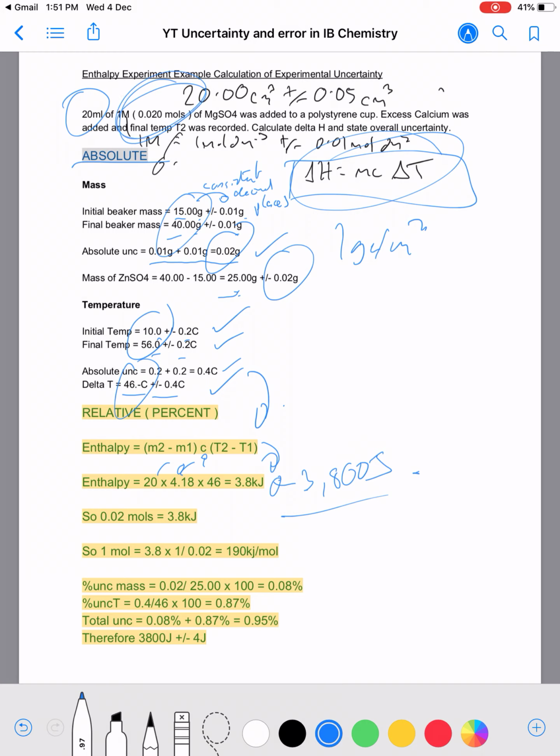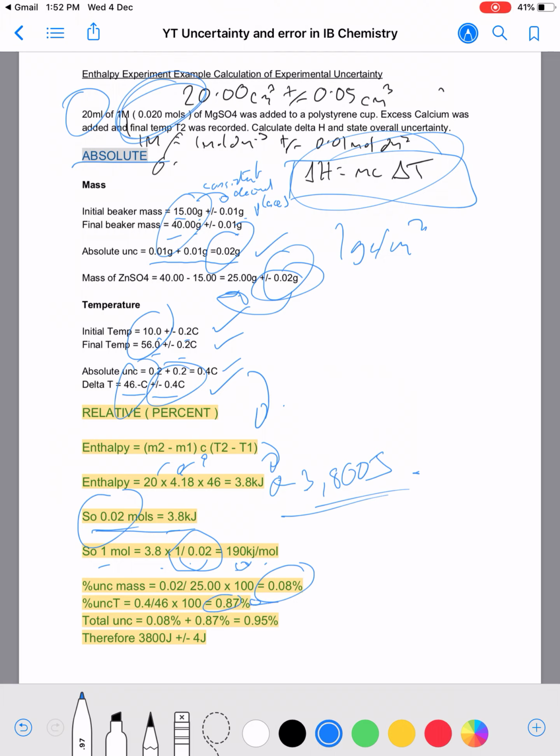But this was in 0.02 moles. So if 0.02 moles are 3,800 joules, or 3.8 kilojoules, 1 mole is 3.8 times 1 over the 0.02. We need to scale it up. So it's 190 kilojoules per mole. So the percent uncertainty in the mass was 0.02 over 25 times 100, 0.08. Temperature uncertainty is 0.4 here over 46, which was delta T, times 100, 0.87.